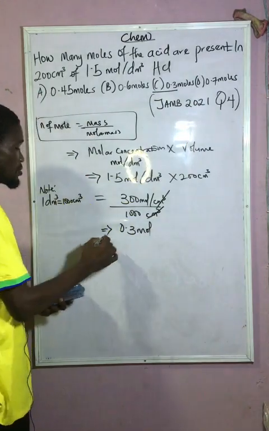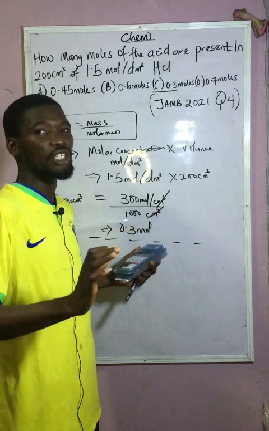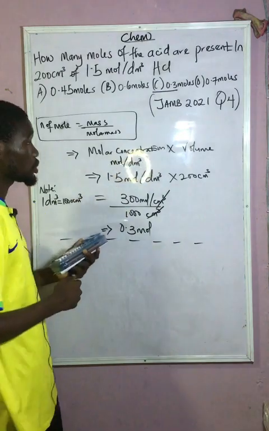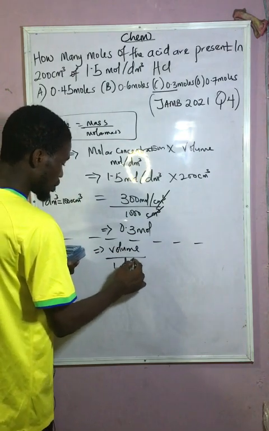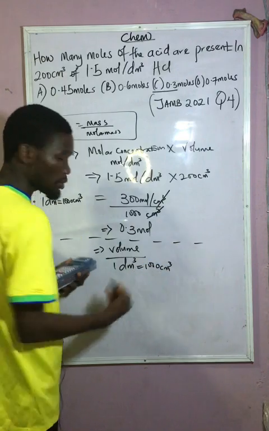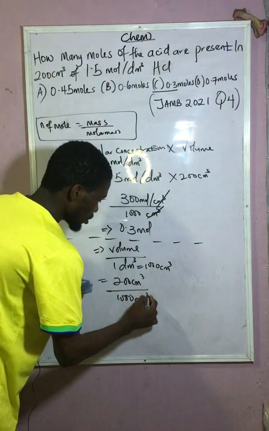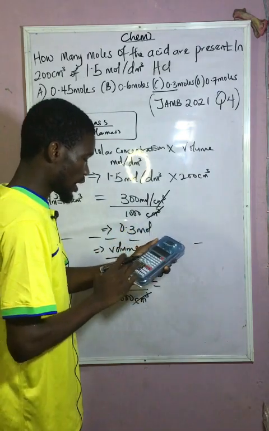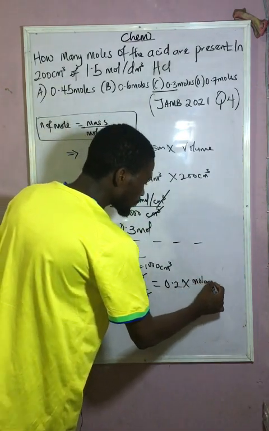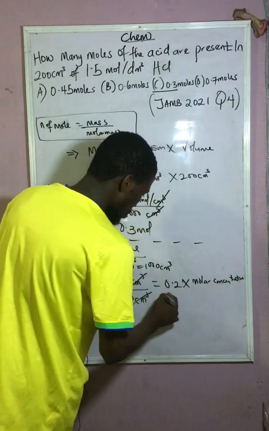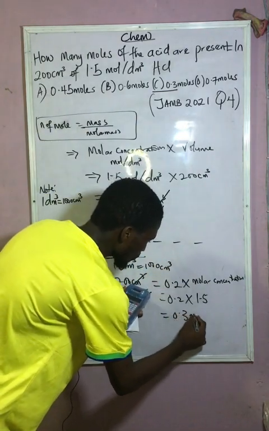Are you with me? But to make it simple as a JAMB student, because many students are looking for a shortcut to tackle calculations, you can simply say the molar concentration. Before you introduce molar concentration, you take the volume over 1 dm cube, which is equivalent to 1000 cm cube. The volume initially given is 200 cm cube divided by 1000, so we have 0.2. Then 0.2 multiplied by the molar concentration, 1.5, we have 0.3 mole. You can see.